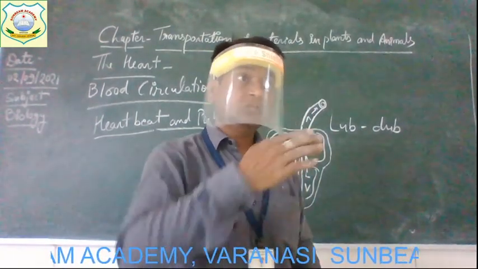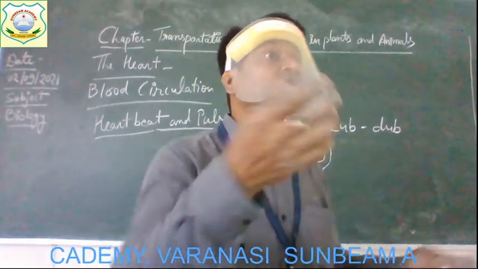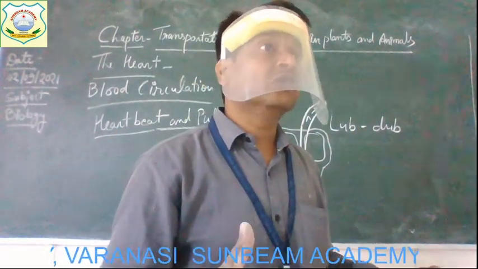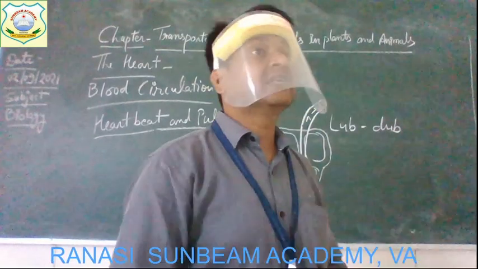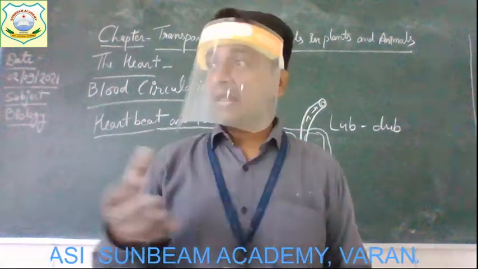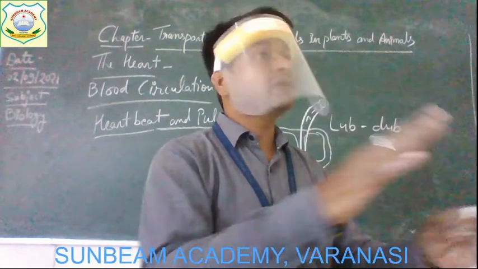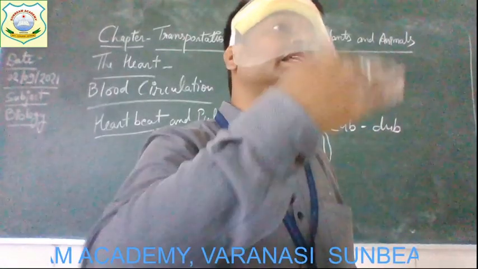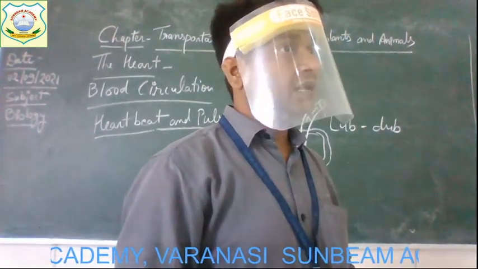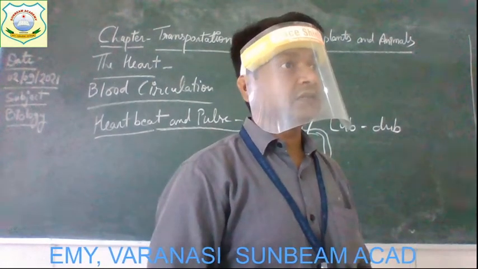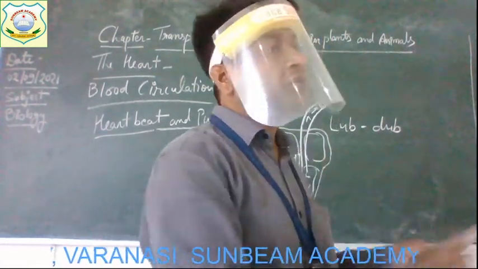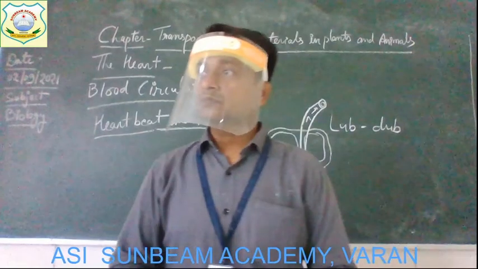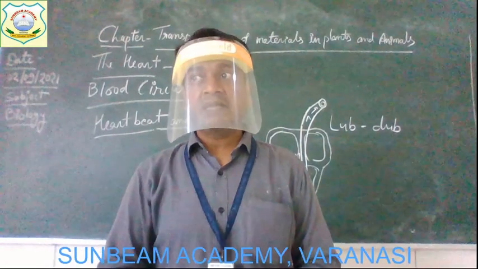Get it? So what does this difference in heartbeat show? The supply of oxygen is more at the time of doing hard exercise, and the supply of oxygen is less when we are not doing any hard work. That is why the heartbeat increases and decreases. Clear? And the same happens in the case of pulse rate. So heartbeat and pulse rate are both measured together. Clear everyone? Understood about the heartbeat and pulse?